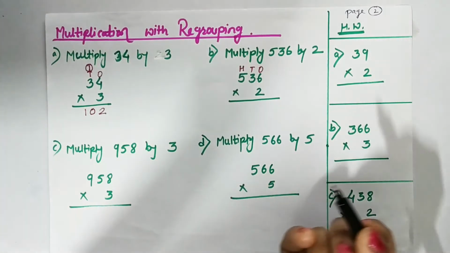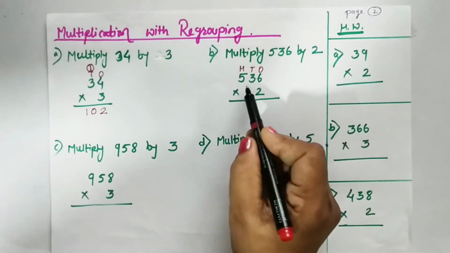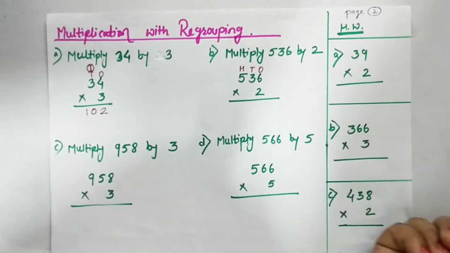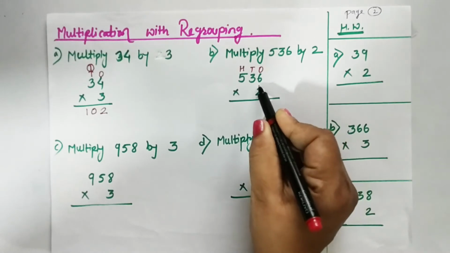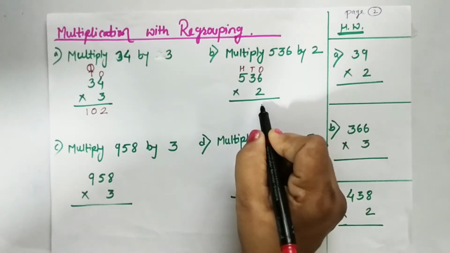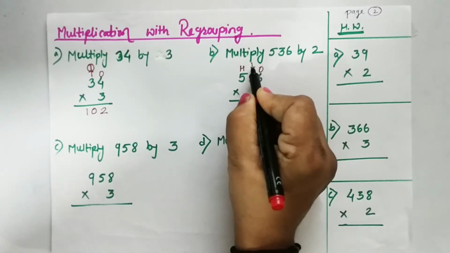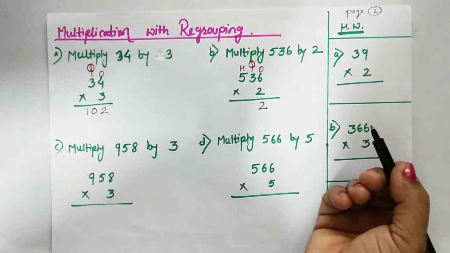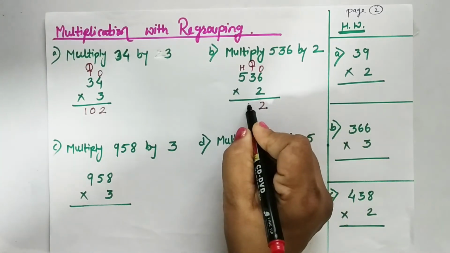Again we'll see more problems. Multiply 536 by 2. So write 536 and by 2. Where will you write 2? Below the ones place. Now start from the ones place. Start multiplying. 2 into 6, 2 6s are 12. So again write 2 over here and 1 you have to give to the tens place. Now 2 3s are 6 and 6 plus 1 is 7.